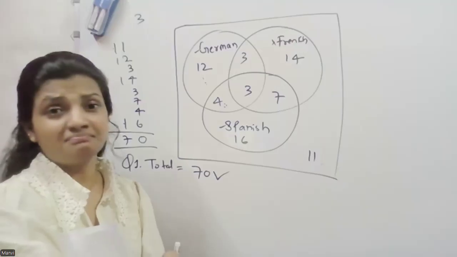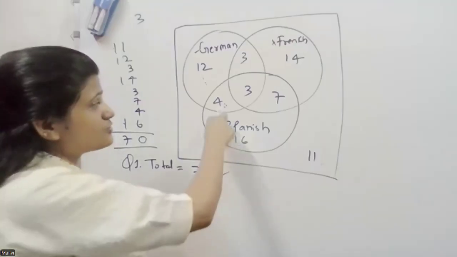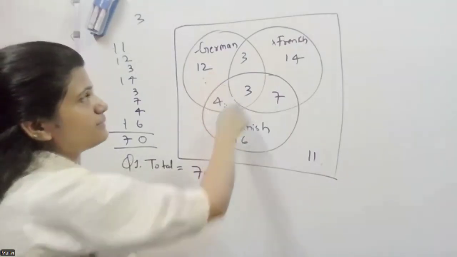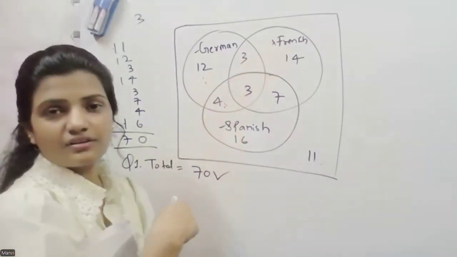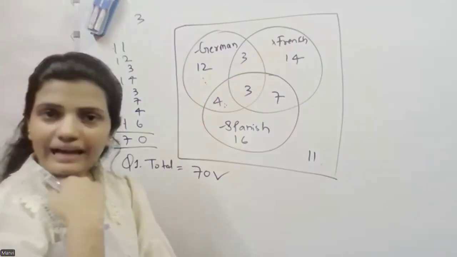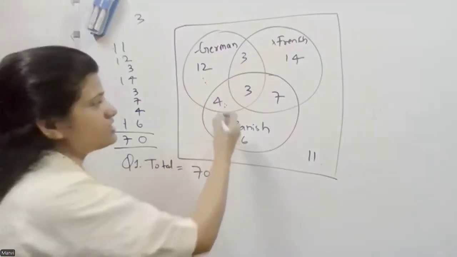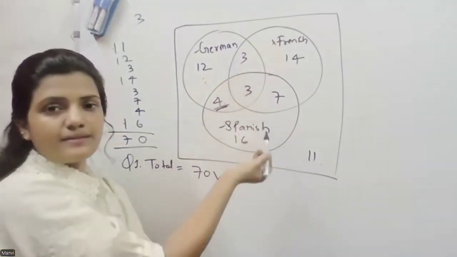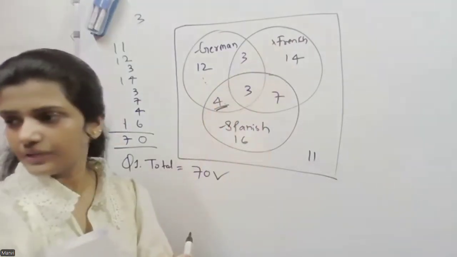Is it 32? Just this 4. Students need to speak both German and Spanish but not French. Which is 4 only, right? This 4 speak both German and Spanish but not French, right?